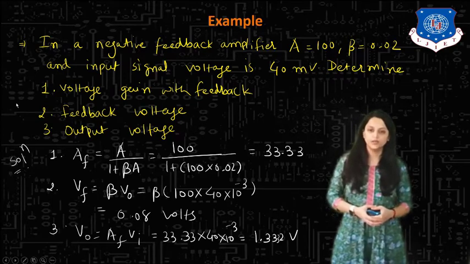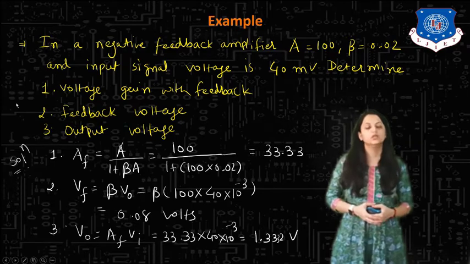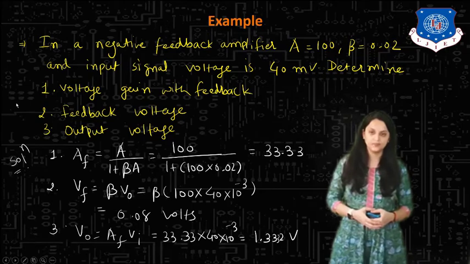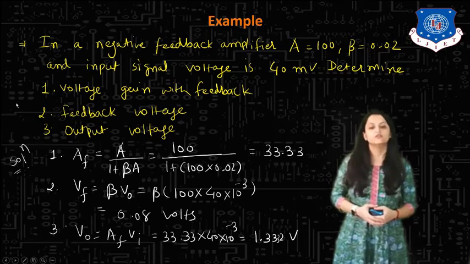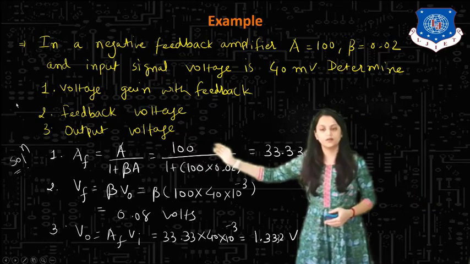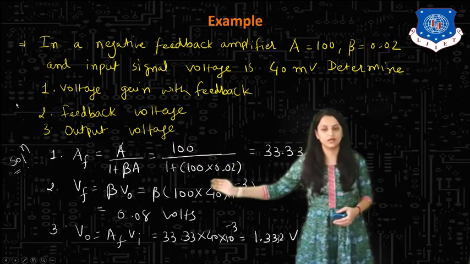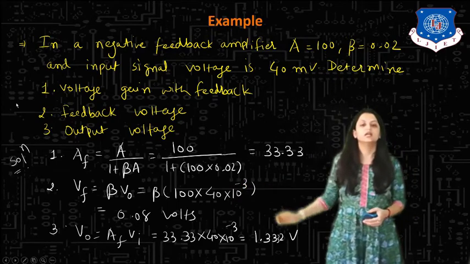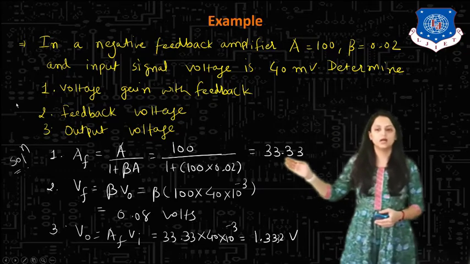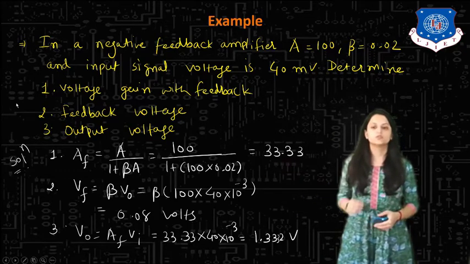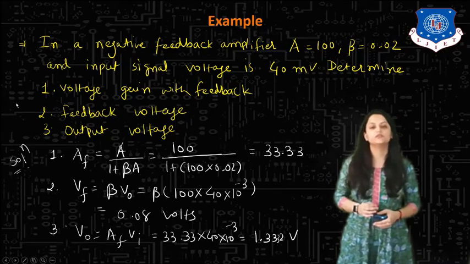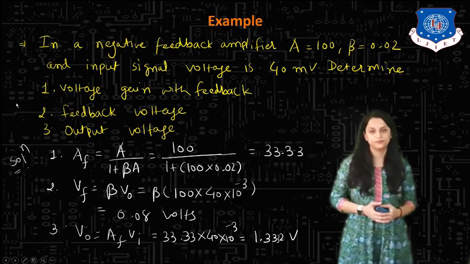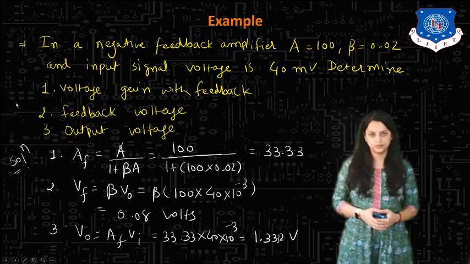Let us see the first one, voltage gain with feedback. The formula is AF equals A upon 1 plus beta A, where A is the amplifier gain, which is given to us as 100, divided by 1 plus A, that is 100, into beta, which is given as 0.02. So we are placing these values. If we simplify this, we get the answer 33.33. This is the value of voltage gain with feedback. Simple. You just have to place the values in the formula.